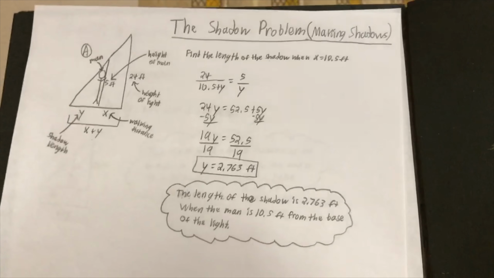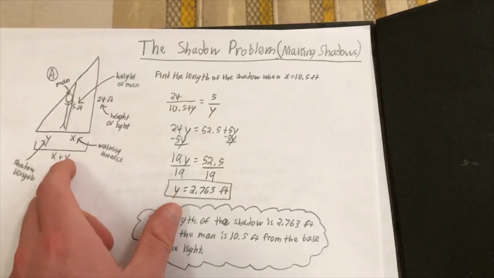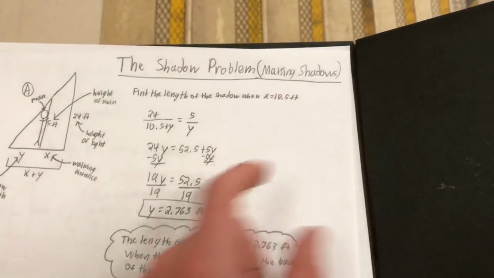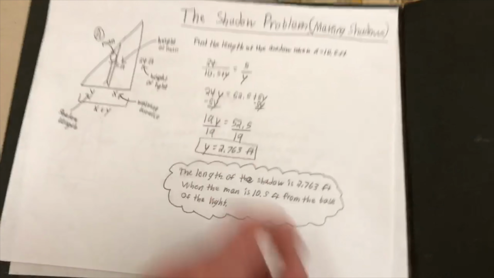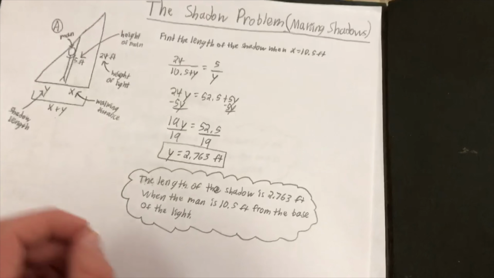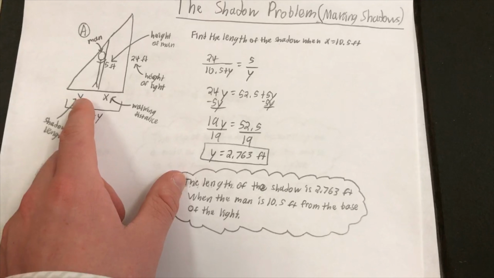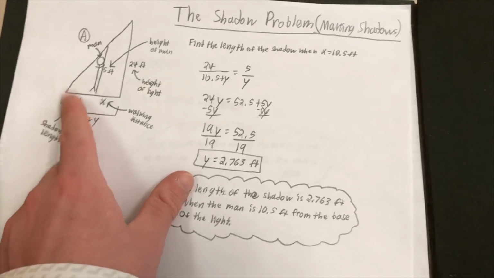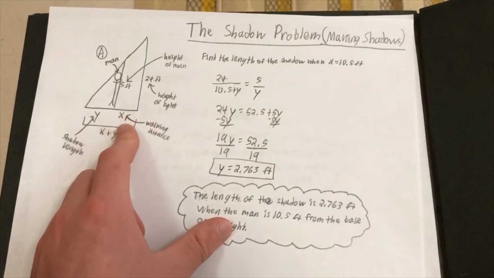So for this problem, we're asked to find the length of a man's shadow, who happens to be 5 feet tall, when he's 10.5 feet away from a 24-foot light. So we draw out this triangle and we end up using y as the distance from his shadow length. That's his shadow length. And x represents the distance from the pole.